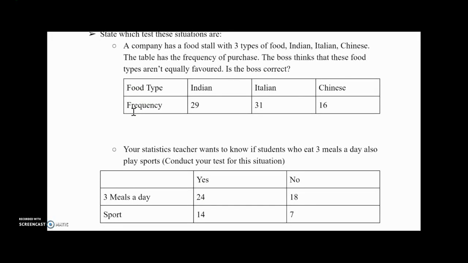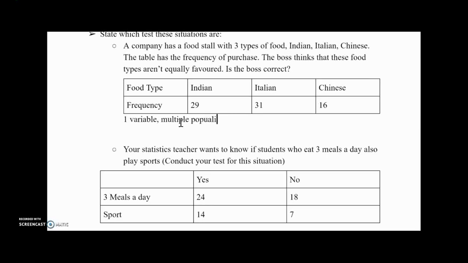For the first one, go ahead and pause if you feel like you know the answer to this. A company has a food stall with three types of food: Indian, Italian, Chinese. The table has the frequency of purchase. The boss thinks that these food types are equally favored. Is the boss correct? Well, my question isn't whether the boss is correct or not. My question is to state which of these tests this is. Firstly, we need to realize how many variables and how many populations we have. In this case, we have multiple populations because we have Indian food, Italian food, and Chinese food, and we only have one variable. So one variable, multiple populations.